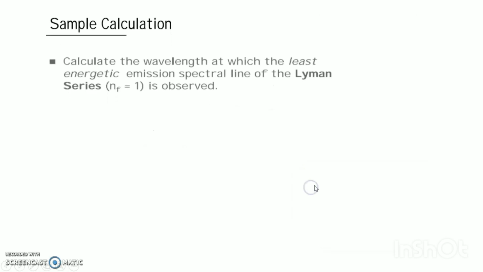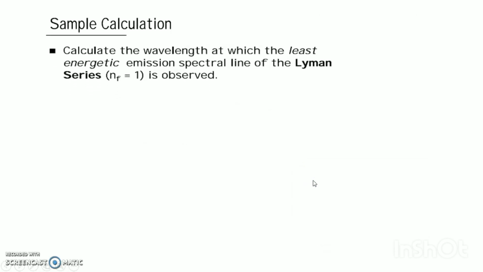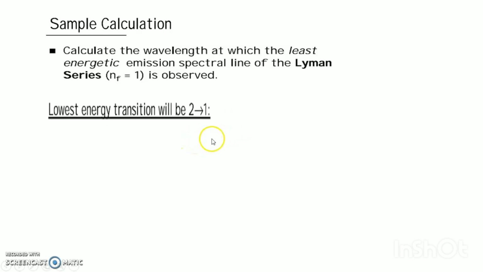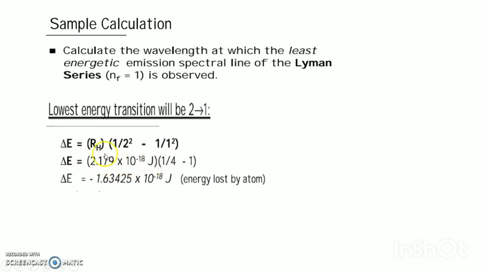Sample calculation: calculate the wavelength at which the least energetic emission spectral line of the Lyman series is observed. Lyman is when nf is equal to 1. The lowest energy transition will be 2 to 1. So delta E is RH times 1 by 1 squared minus 1 by 2 squared, with the Rydberg constant 2.179 into 10 to the power minus 18 joule, times 1 minus 1 by 4. And I get the energy.